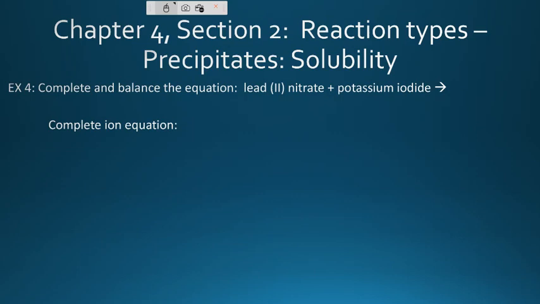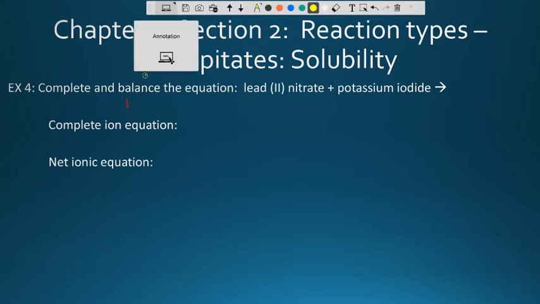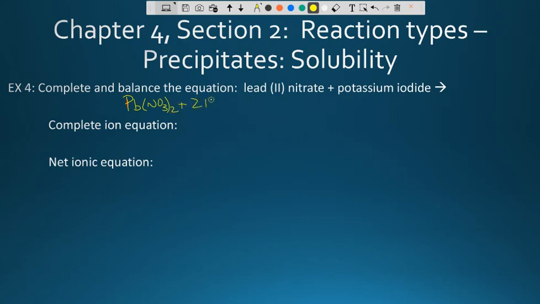Now it says to complete the ion equation. Okay, and I'm going to put up the next prompt of putting the net ionic equation. So what we had, if I can remember this right, we had ourselves a Pb(NO3)2 plus 2 KI. That's going to give me a PbI2 plus 2 of my KNO3.